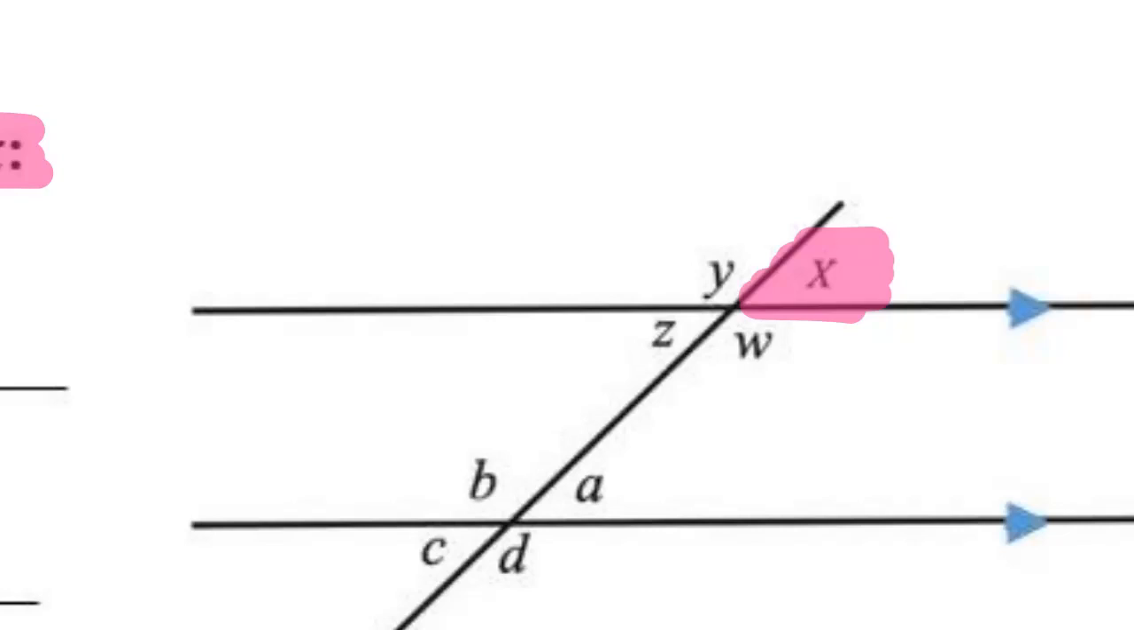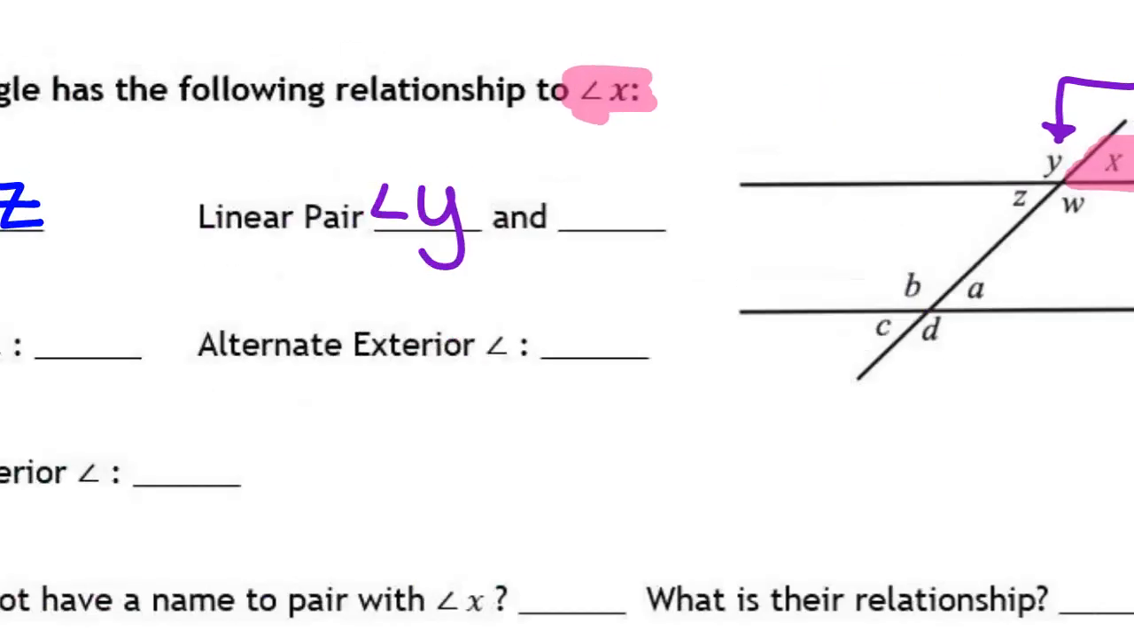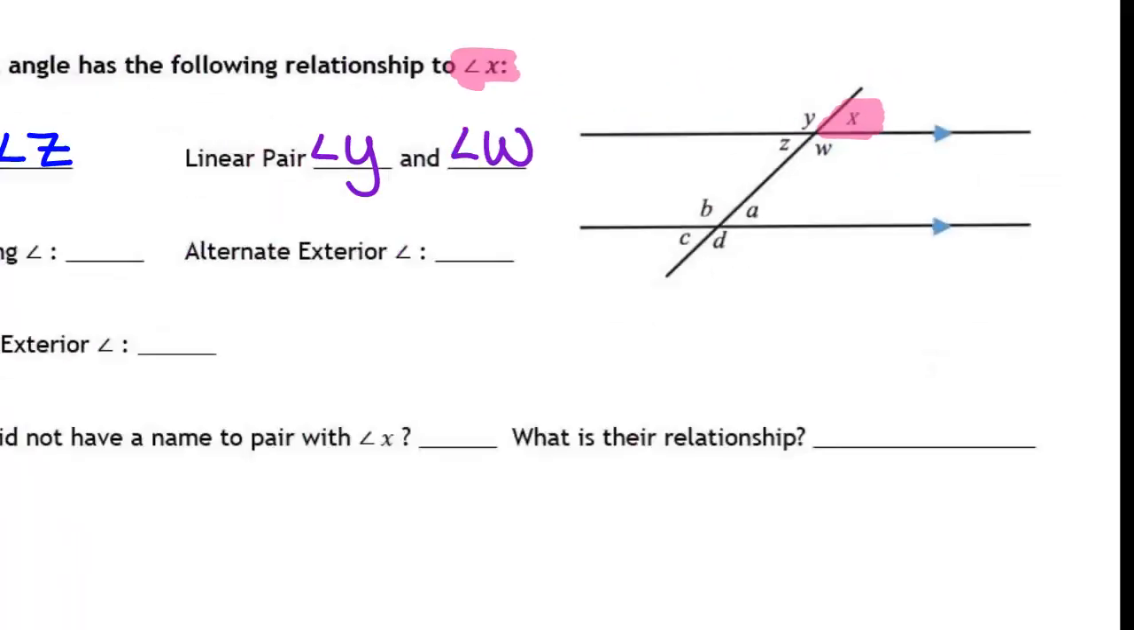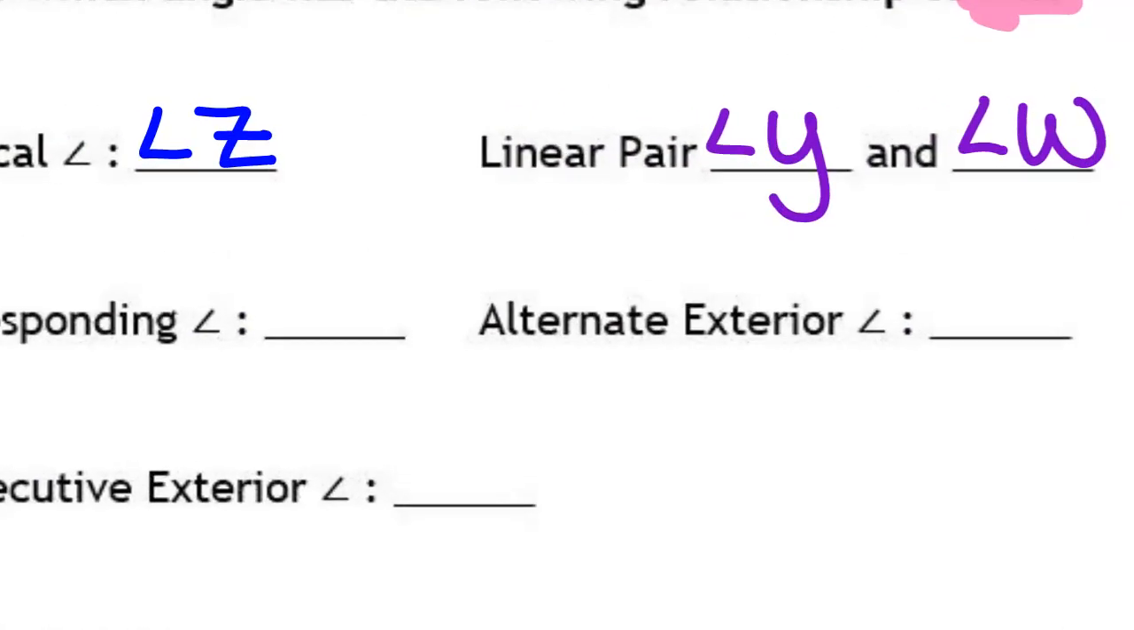Yep. Give me one linear pair. X and Y are a linear pair. And angle W, yes. Angle Y and angle W. What would be the corresponding angle to angle X? Now I'm looking for the matching corner. Which one? Angle A, yes. Angle A. Angle X is upper right. Angle A is also upper right.